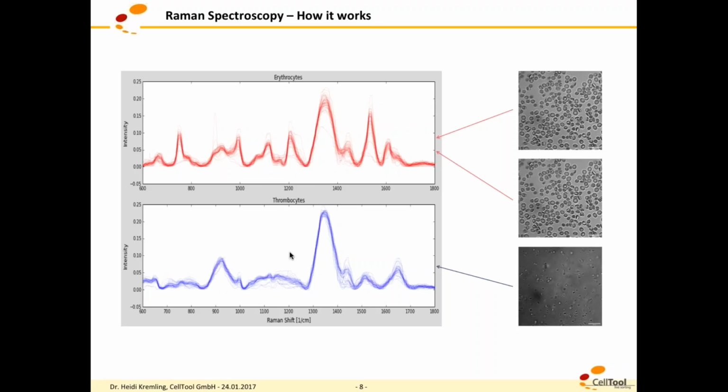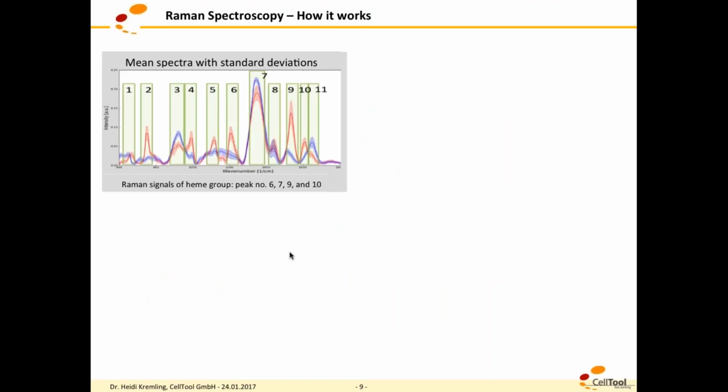However, it's not always that easy to see the differences between cells or cell states. And so we also use another mathematical methodology to analyze our data. This is the so-called principal component analysis. And the principal component analysis, or short also PCA, is simply spoken an algorithm which is looking for the largest differences between data points. And in this plot you see the spectra of erythrocytes and thrombocytes again. Here is an overlay of the mean spectra with standard deviations.